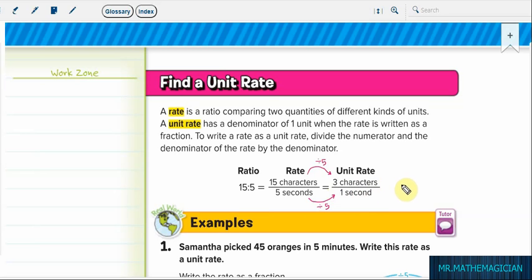And we can use the word per. 3 characters per second. Per means for every. Per second means for every 1 second.